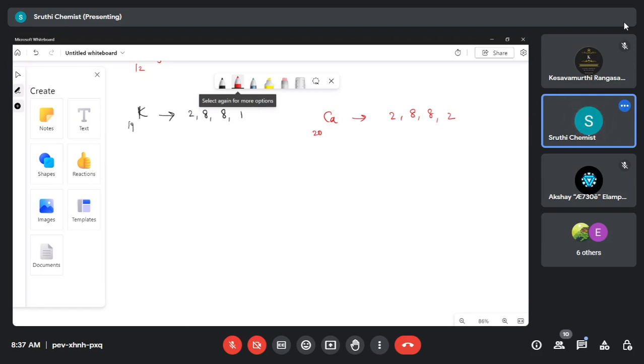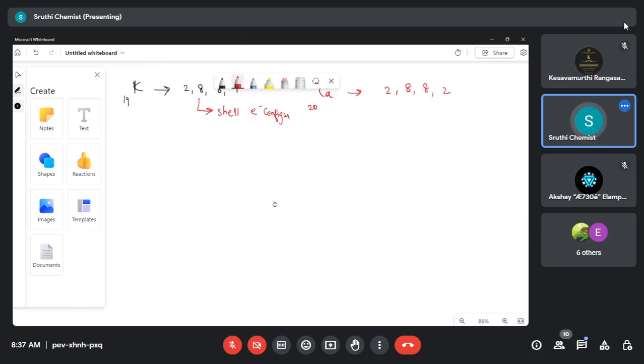See, this is based on shell electronic configuration. What is this? Shell electronic configuration. In a particular shell, we have this many number of electrons. The next one, the Aufbau principle, is about subshell electronic configuration.